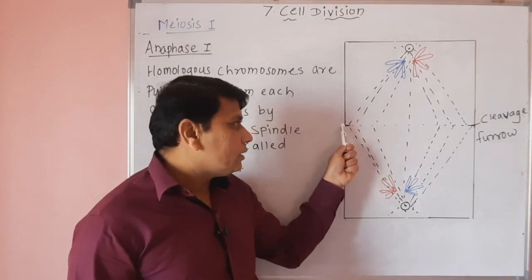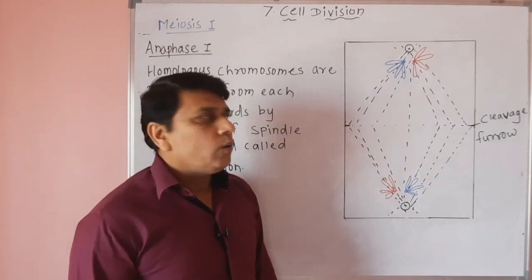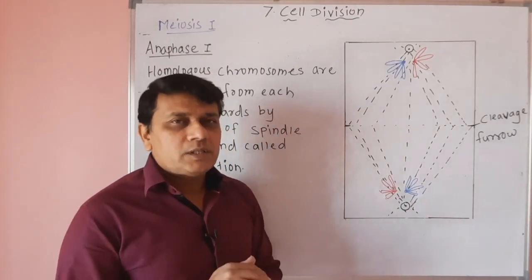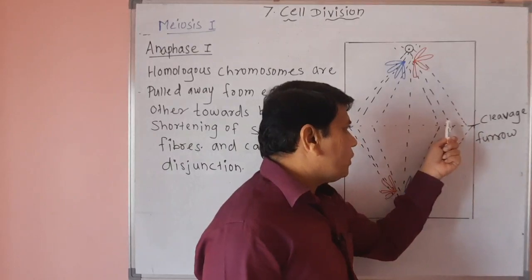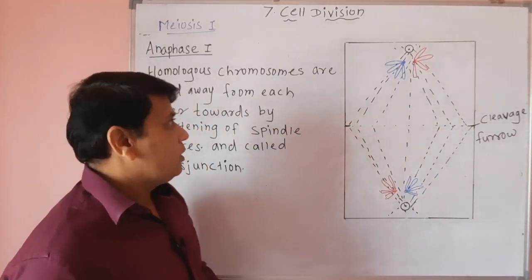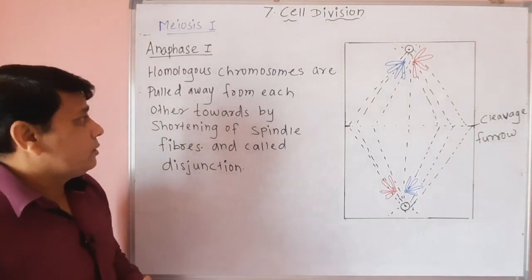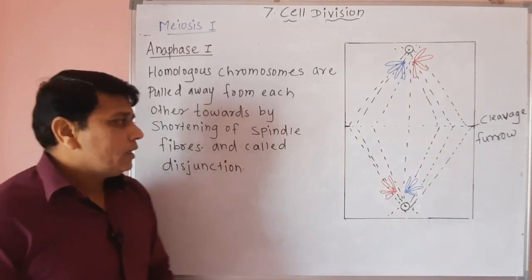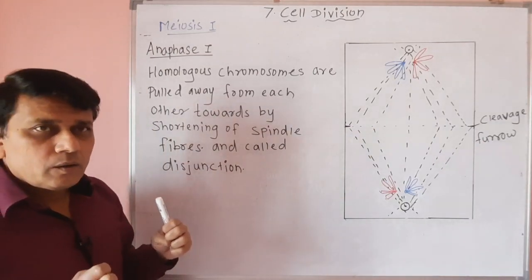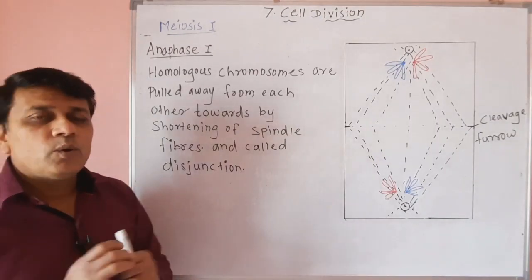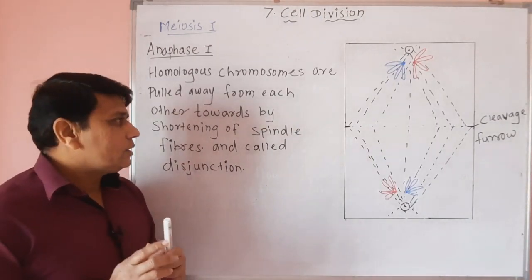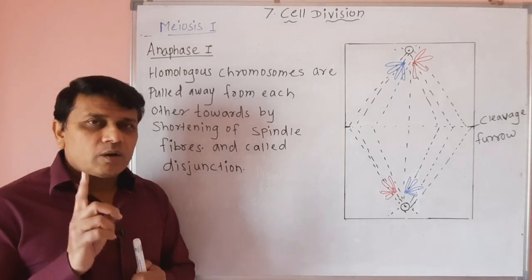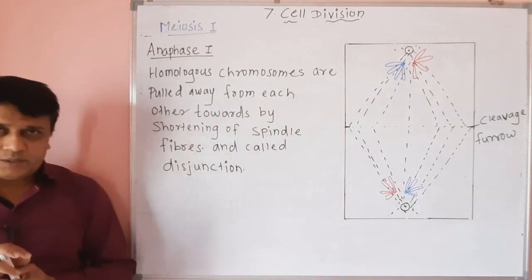Similarly, at the equator a furrow is developed, called the cleavage furrow, and it is developed in animal cells. Later on this cleavage furrow develops into a cell membrane. So in anaphase, the homologous chromosomes from the center of the cell are dragged towards the opposite poles and distributed equally, and this is called disjunction. It happens due to the contraction of spindle fibers.